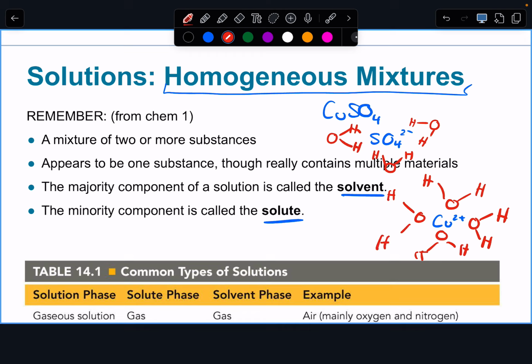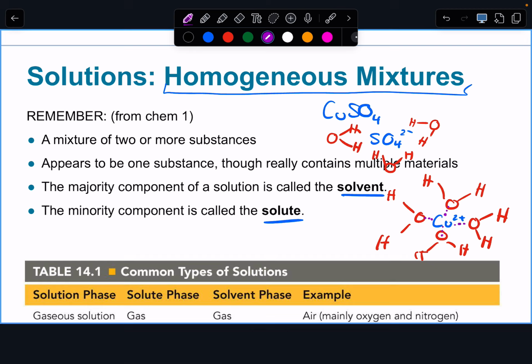And this is why it looks uniform, is because the two things mixing together are forming new interactions. Now, this would be an ion-dipole interaction, which is actually stronger than a standard hydrogen bonding intermolecular force, but it is similar to that in that it is a force between positives and negatives holding it together.